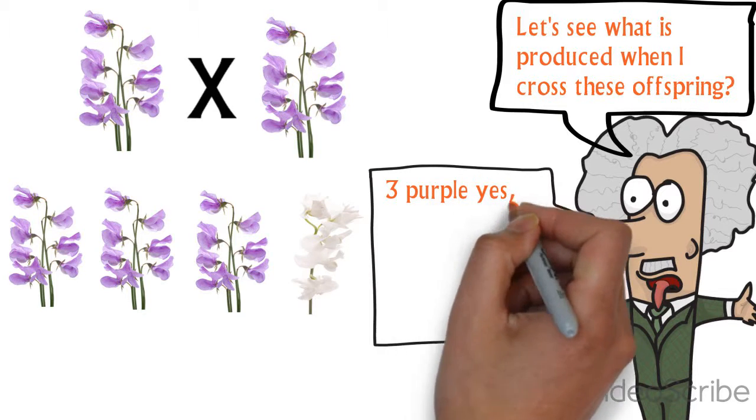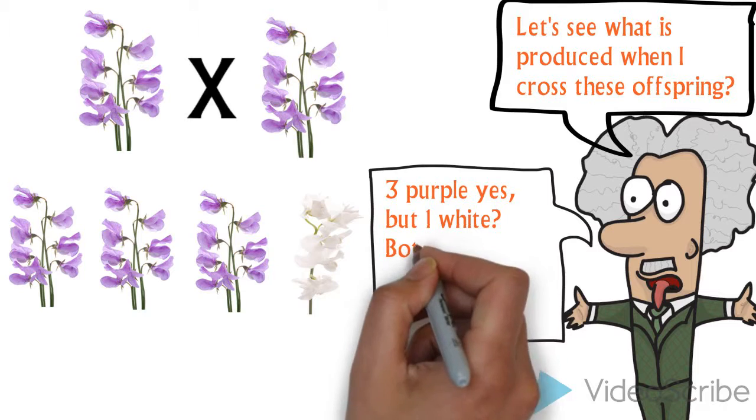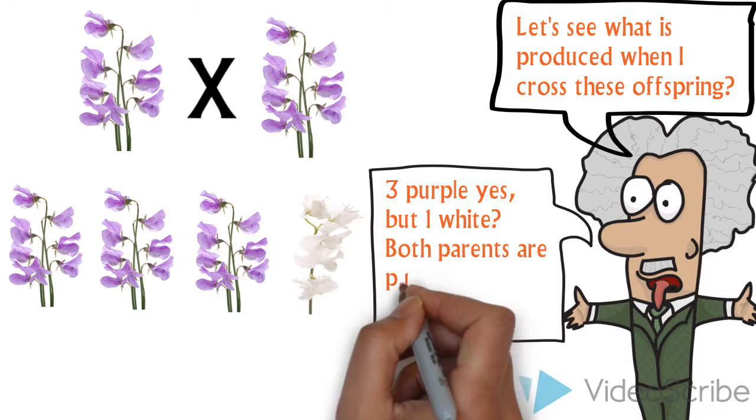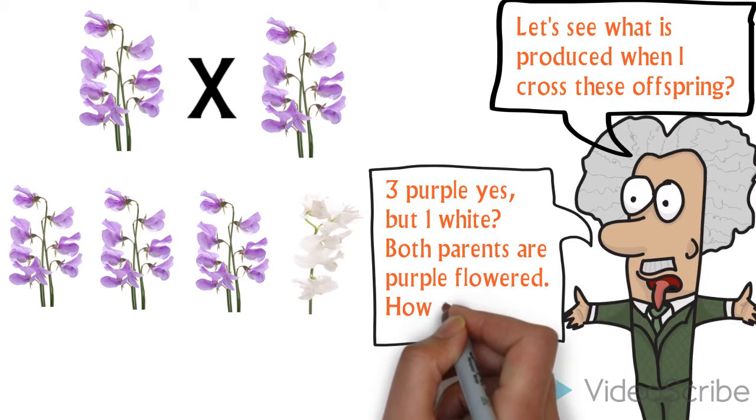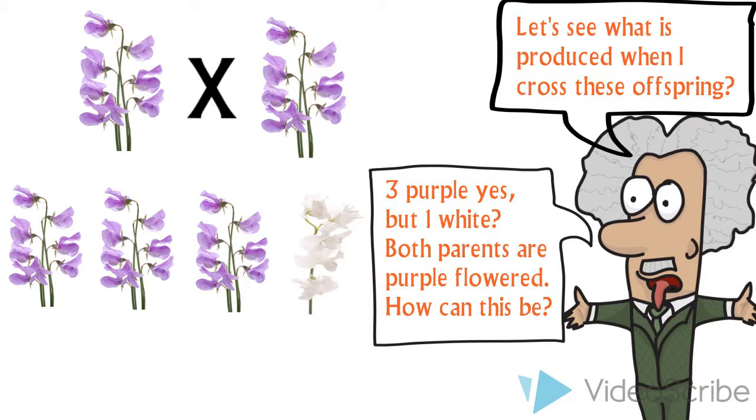Yes, 3 purples, I get that, but 1 white? Both parents are purple flowering plants. How can this be?